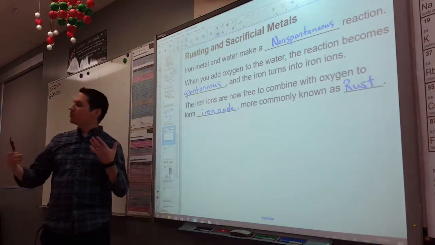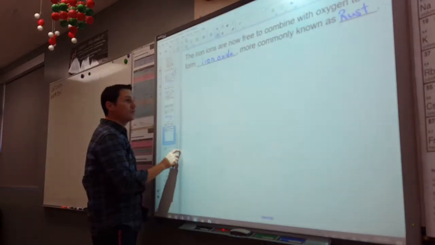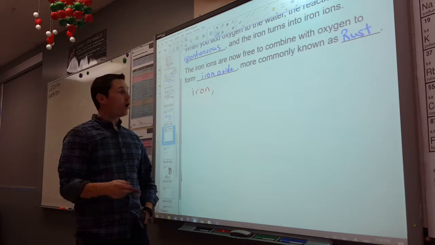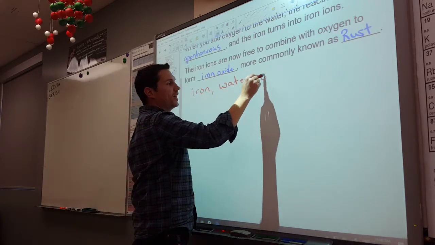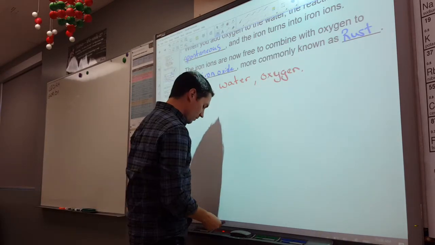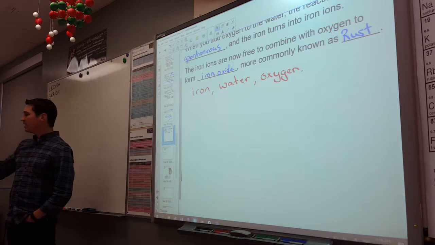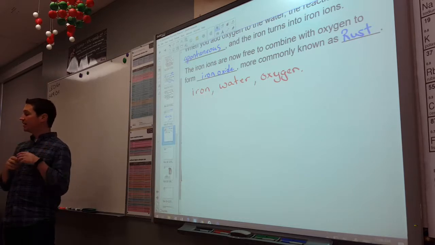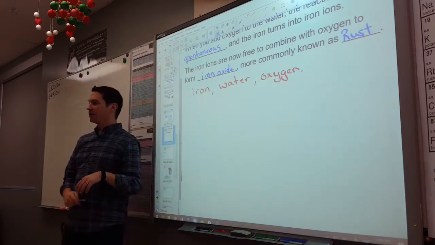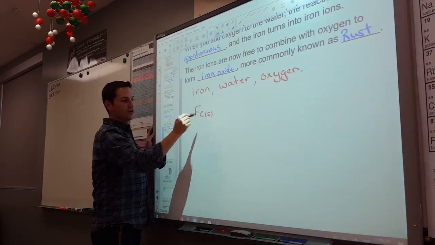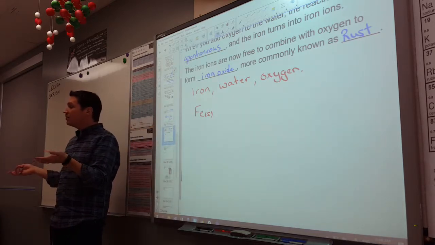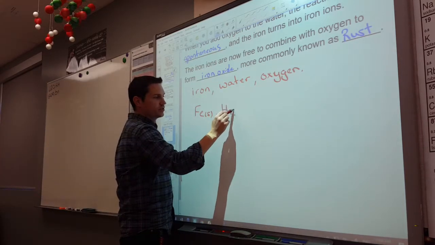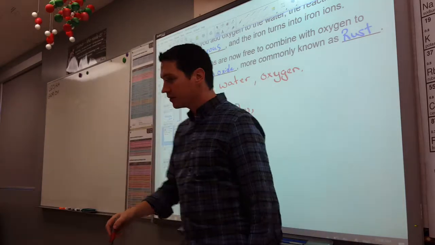So let's try and predict this reaction. Let's say in our reaction we've got iron, we've got water, and we have oxygen. What I want us to do is list the major entities, and predict the reaction that we will get when these things combine together. So what are the major entities? What does iron look like? Fe with no charge, solid, right? If it's an element in its pure form, it's not going to be an ion. Water, what does water look like? H2O. And oxygen, what does oxygen look like?